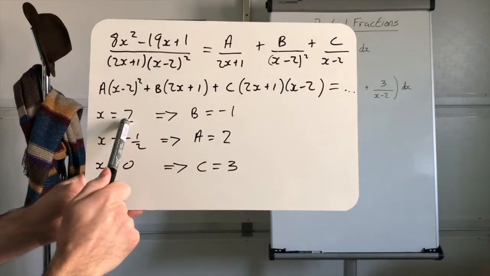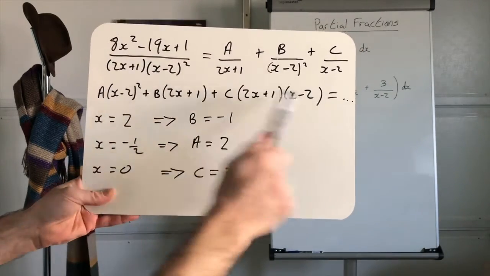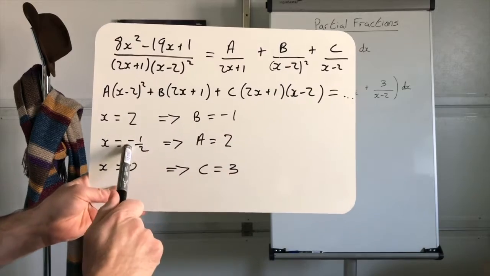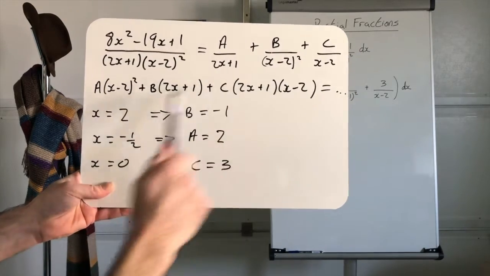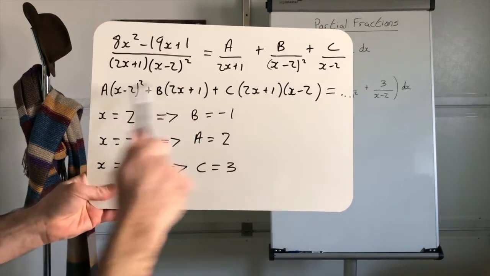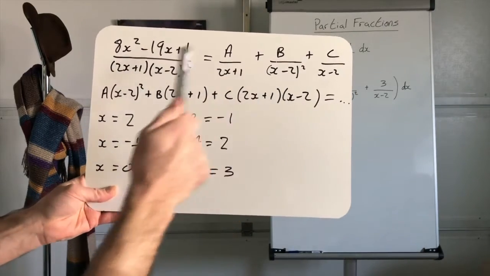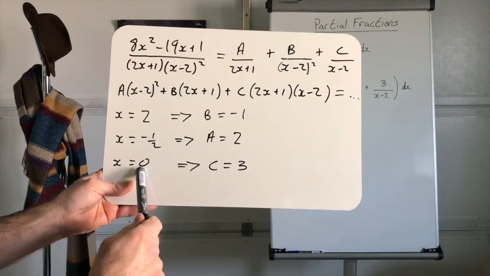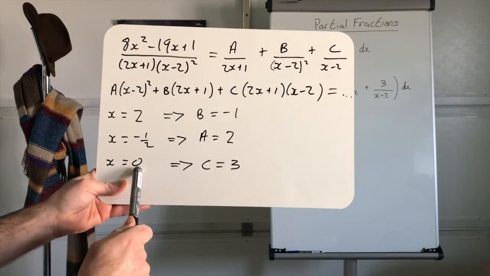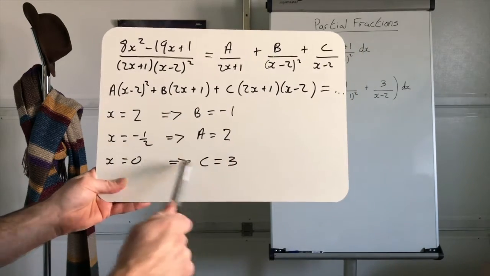And then x equals 2. When you put it in, you'll get B is negative 1. x equals negative a half, you put it in, you get A equals 2. But then there's no other sensible value of x you can substitute in order to get the brackets to be 0. So just put in x equals 0, that's the simplest thing. And then you should be able to get C equals 3.